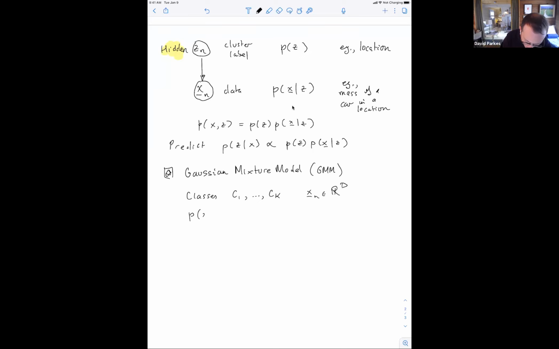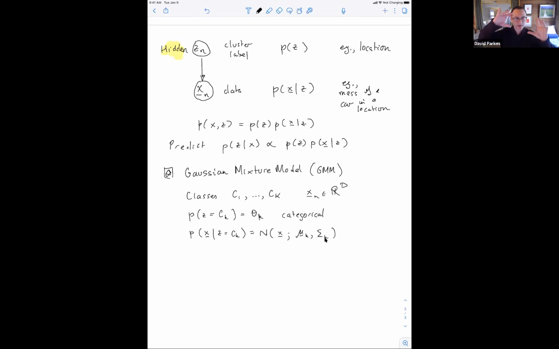Our probabilistic model. So now we'll make our model concrete. We'll say that the probability that the class is equal to CK is theta K. So this is a categorical distribution or a generalized Bernoulli distribution, with a probability for each of the possible classes. And then in the Gaussian mixture model that we're going to work with, our data conditioned on component CK is normally distributed, where each of our components is a multivariate Gaussian with mean and covariance.